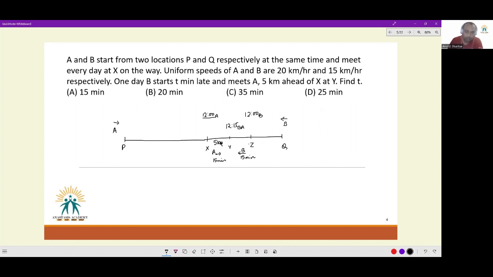He has to cover 5 kilometers at the rate of 15. So B will take 20 minutes. He was at Y at 12:15. He will take 20 more minutes, so he will reach this point at 12:35. B will reach X at 12:35. When B starts normally, he reaches X at 12. On this particular day, he reaches X at 12:35. So how late was he in starting? He was late by 35 minutes.